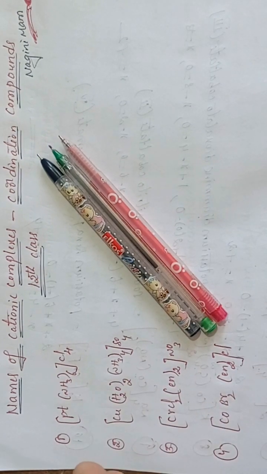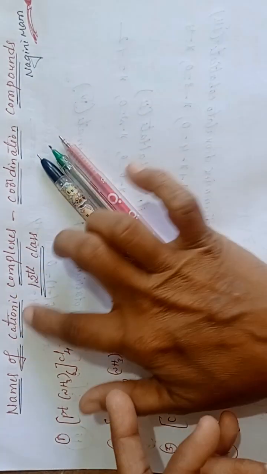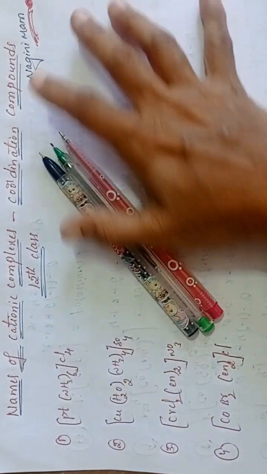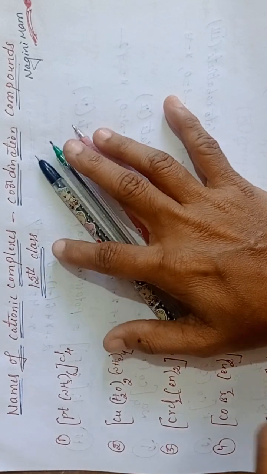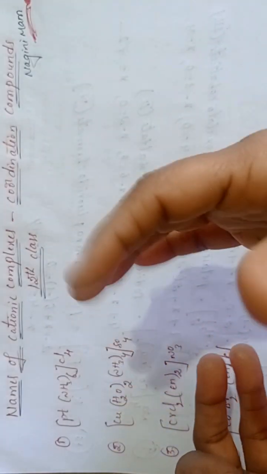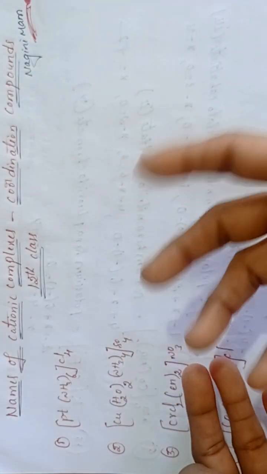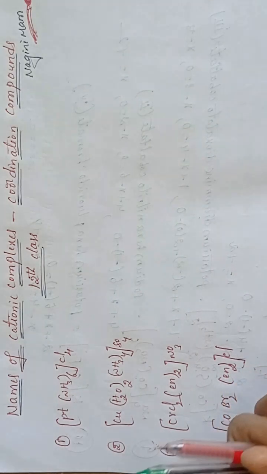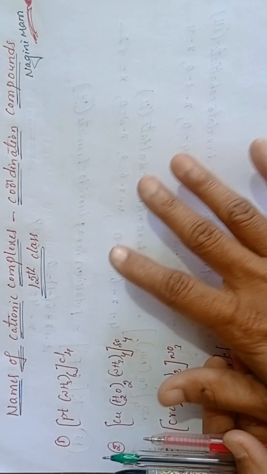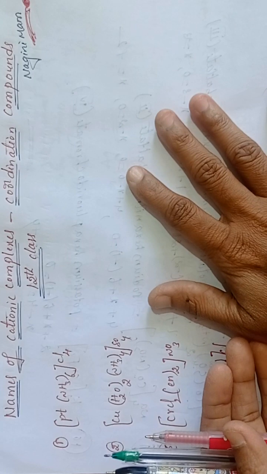In today's session, I'm going to discuss the names of cationic complexes, students. This is a topic from coordination compounds, 12th class, second PUC. In the last videos, I discussed some IUPAC rules, and the next video, names of anionic complexes, I also discussed. If you want, please go through that video. Here I am going to discuss only the names of cationic complexes.